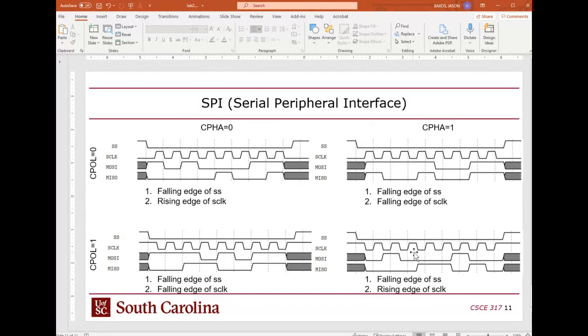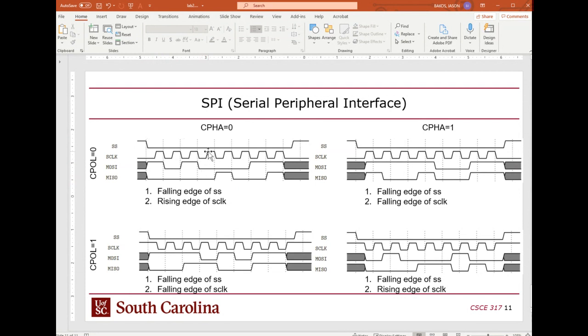And then of course, if they're equal, if CFA and CPOL are both 0 or both 1, then it's the rising edge of the clock. So, for example, in the upper left-hand corner, SS drops, and then you're looking for the next rising edge that happens after SS drops, and that's where you'll read your data. That's going to ensure that the data is nice and stable when you read the data on the edges that are indicated here.